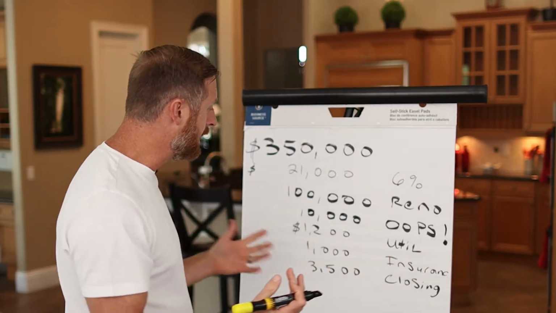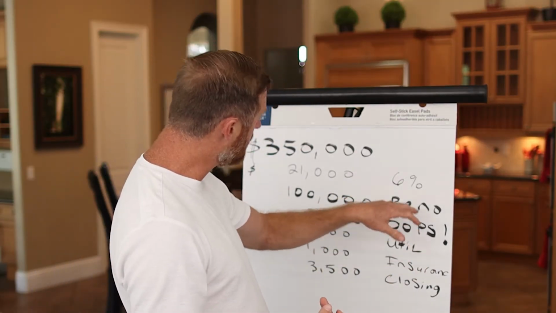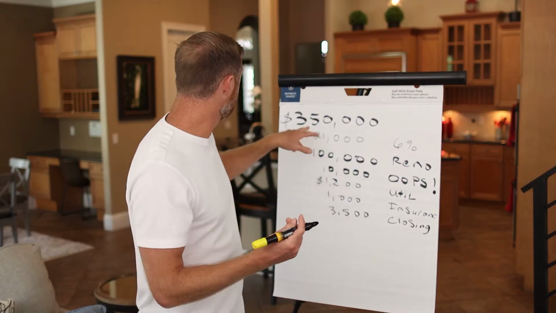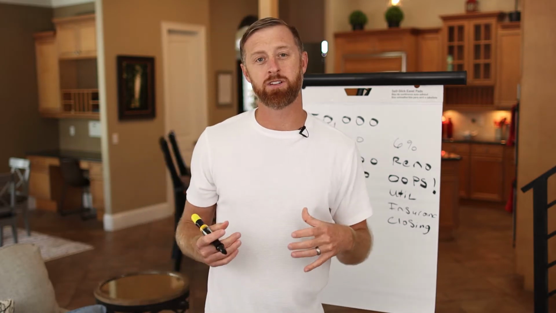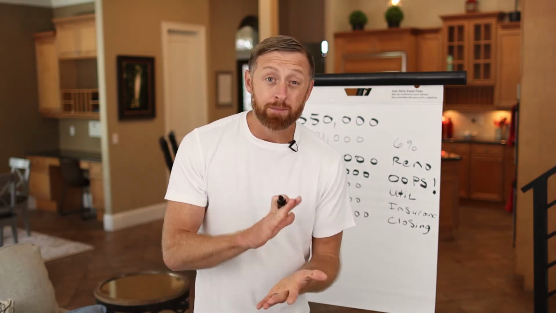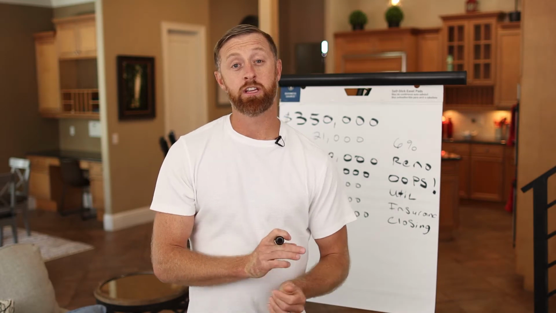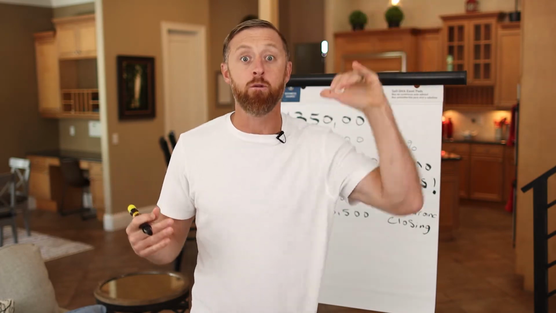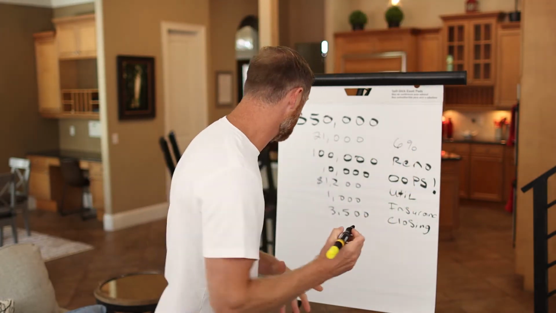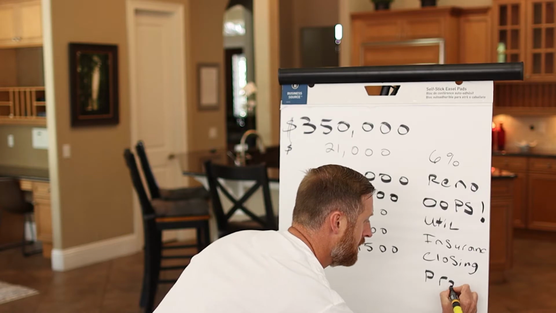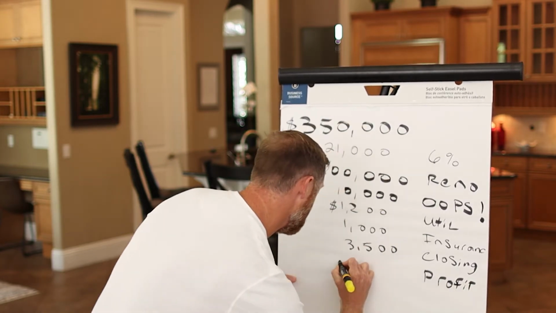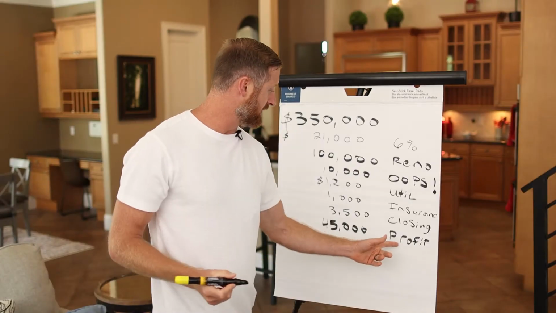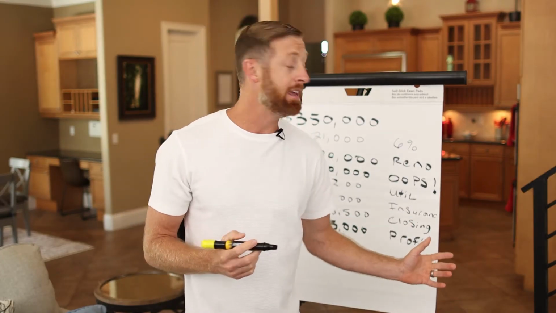So let's just make sure we got everything. Closing, insurance, utilities, reno, 6%. Yeah, let's not forget about our profit. Let's just say if we're gonna sell the house for $350,000, the minimum amount of profit that I would be willing to do on this property would be 35 grand. Let's just say 45, just to have a little bit of oomph when we get out of bed in the morning. Let's get a little excited. So let's just do profit down here, hopefully you can still see that, of $45,000. I'll hope for more.